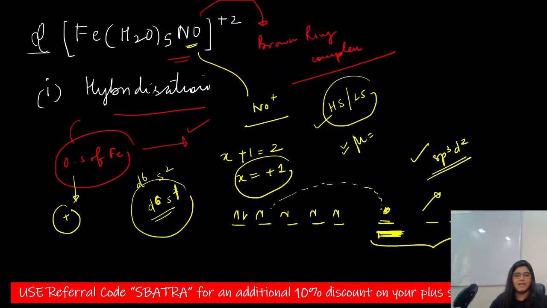The magnetic moment will be somewhere around 3 because you have 3 unpaired electrons, using the formula root of n(n+2). That is how we are going to solve this particular question. I hope this is clear to all of you.